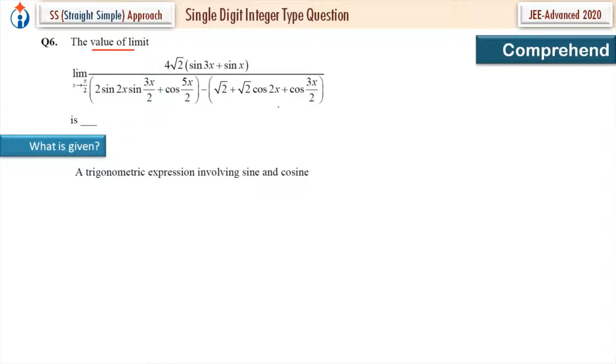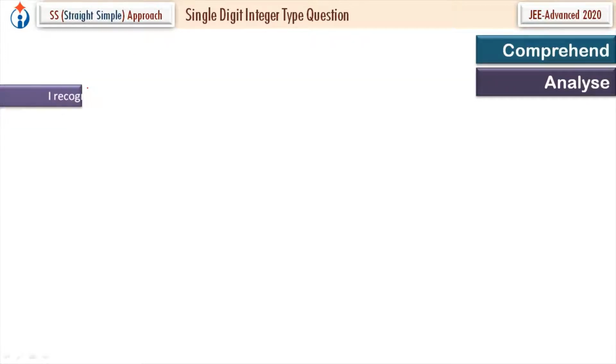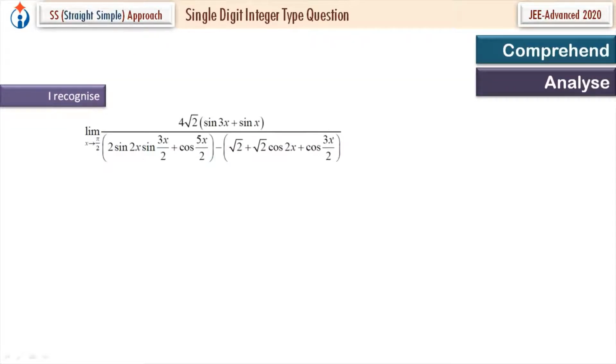So what is given? A trigonometric expression involving only sine and cosine and with different angles. And we have to find the limit when x is tending to pi by 2. Okay, let's analyze.